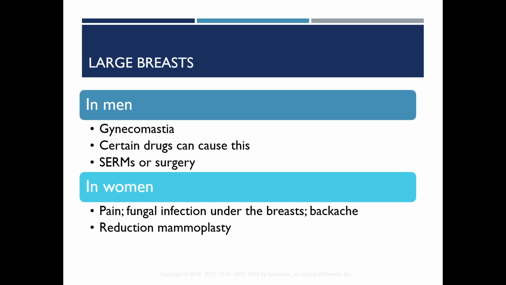The treatment is to treat the underlying cause. They can use SERMs, aromatase inhibitors, and androgens, or they can do reduction mammoplasty. For women, this can occur with or without obesity. Weight loss or supportive bras are the interventions, and they're tried first. And if they're not effective, then surgery will be done to reduce the breast size.